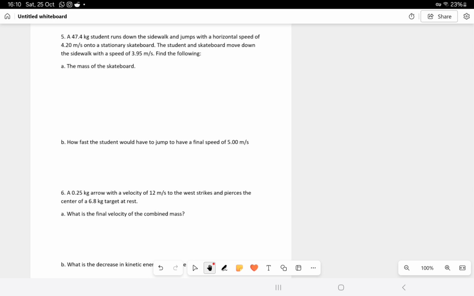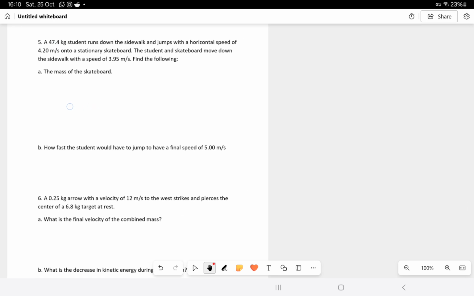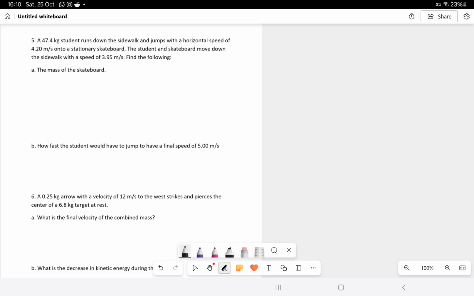A 47.4 kg student runs down the sidewalk and jumps with a horizontal speed of 4.2 meters per second. So this is M1. We have M1 V1, which is 47.4 multiplied by the speed of that student, 4.2 meters per second.